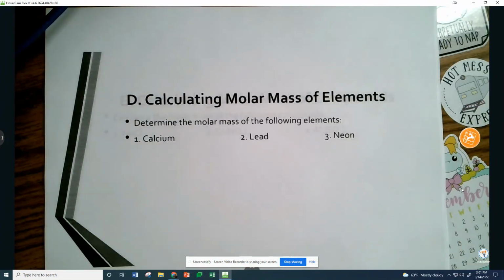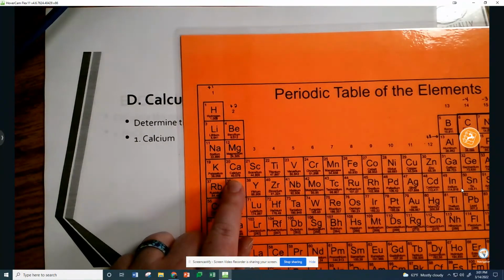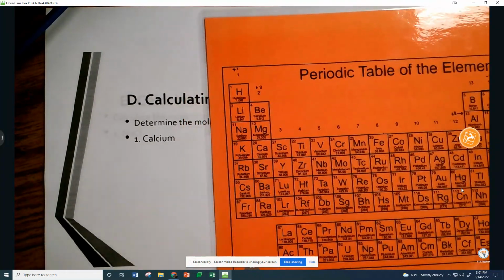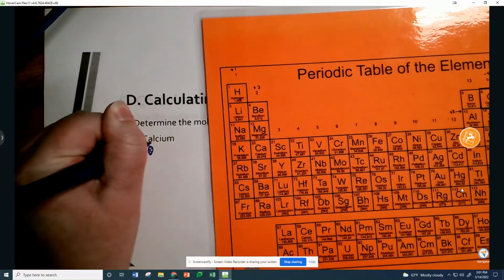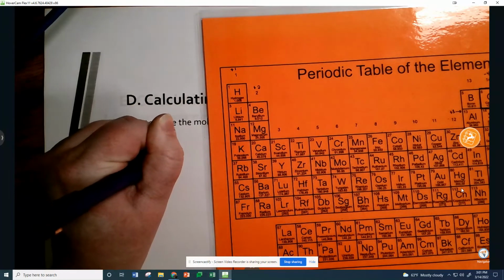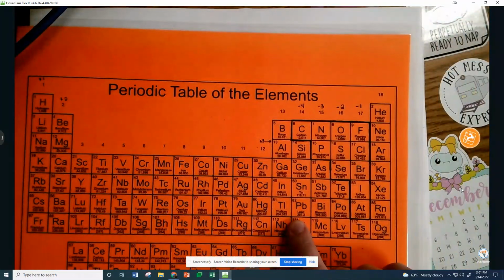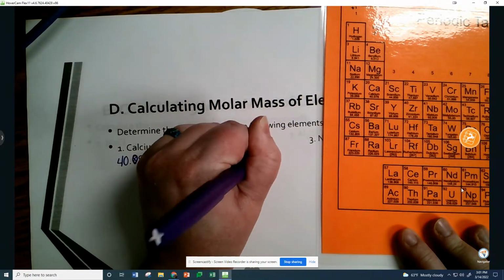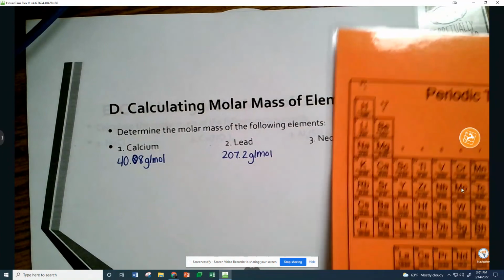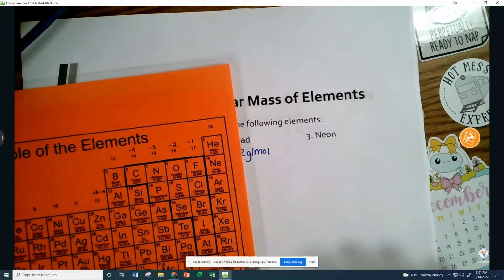Your periodic table tells you the molar mass of any element. So for calcium, for example, here it's 40.078. So we're going to cut that off to 2 decimal places. So the molar mass for calcium, I would use 40.08 grams per mole. Okay. Lead, I find lead here. It's 207.2, so its molar mass is 207.2 grams per mole. And then the last one, neon. Neon is right here. It would be rounded as 20.18 grams per mole.